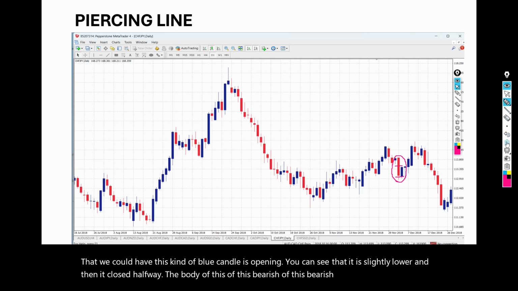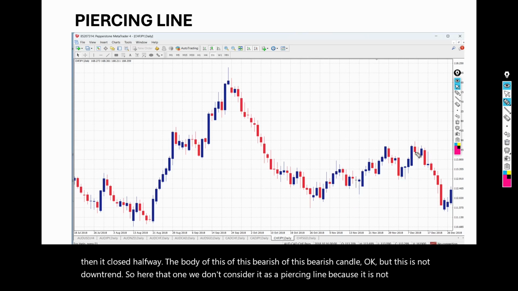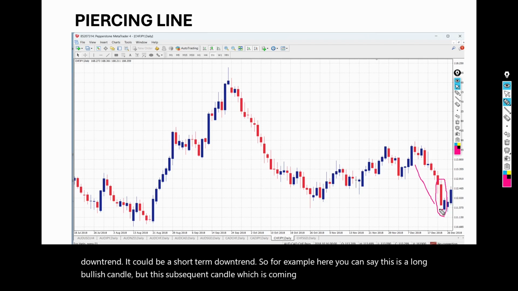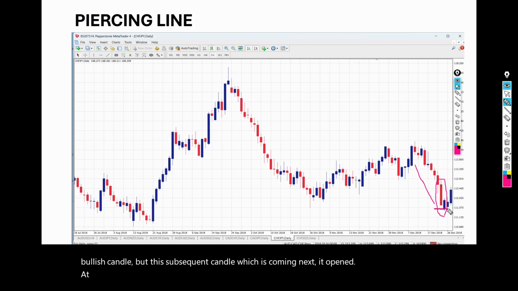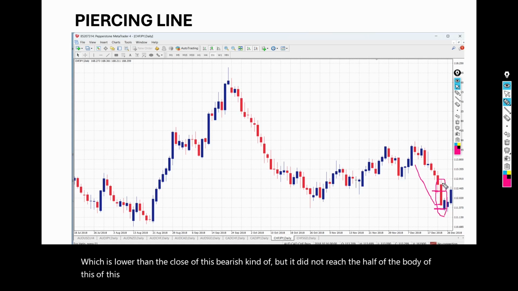Okay, but this is not a downtrend. So here, that one we don't consider it as a piercing line because it is not on a downtrend. It could be a short-term downtrend. So for example, here you can say this is a long bullish candle, but this subsequent candle which is coming next, it opened at a low which is lower than the close of this bearish candle, but it did not reach the half of the body of this bearish candle. So this is not also a piercing line.